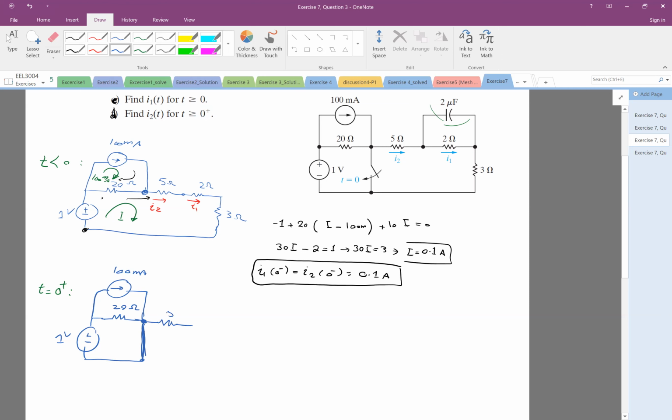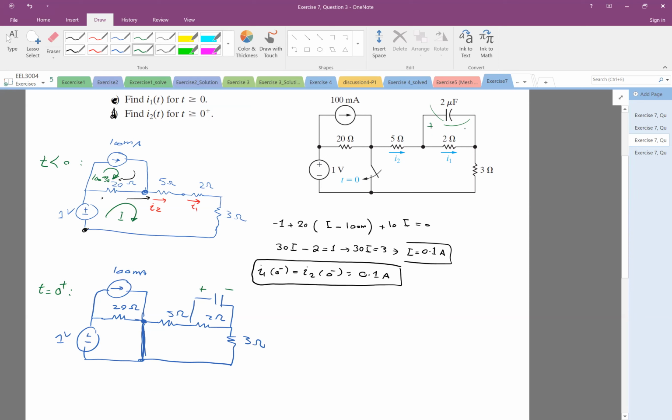So there's a 5 ohm, there is a 2 ohm, there is a 3 ohm, and there is a capacitor, which is charged by, what is the voltage of that? Okay, so let's calculate that.